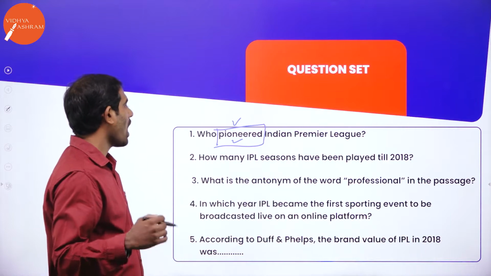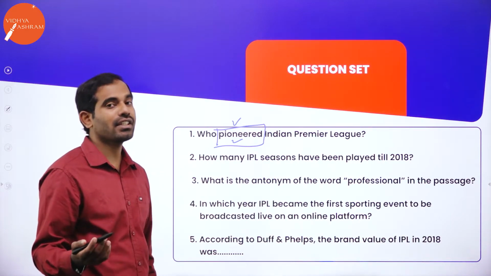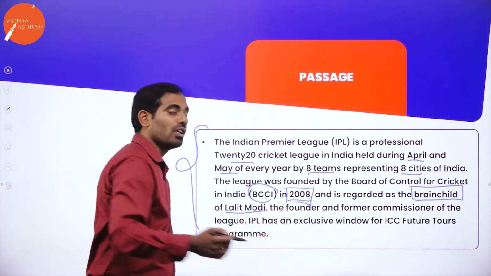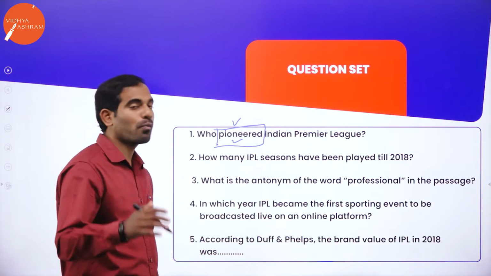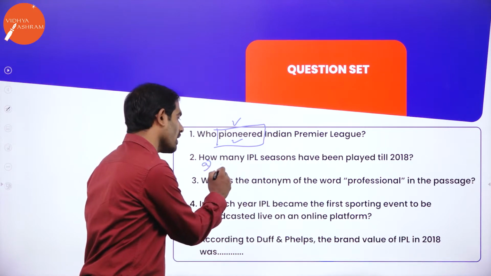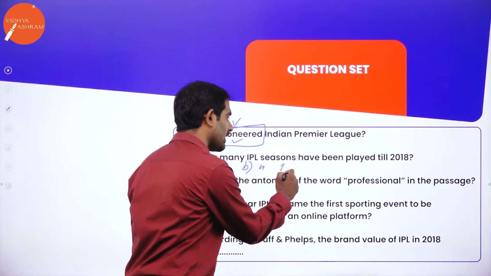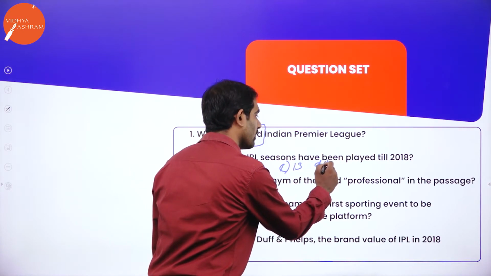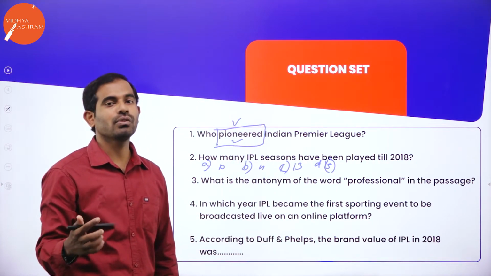Next one, how many IPL seasons have been played till 2018? If you remember, it began in 2008. So, till 2018, it becomes 10 seasons. In most of the questions, they might give you options. Option A, 10. Option B, 11. Option C, 13. Option D, 15. So, you need to be clear when you answer. You need to know it.